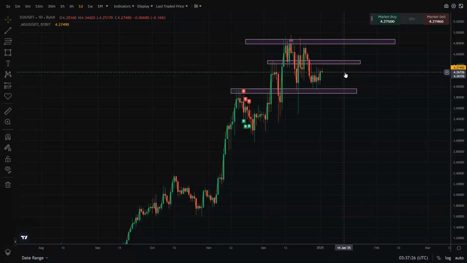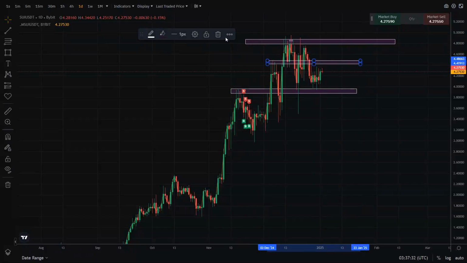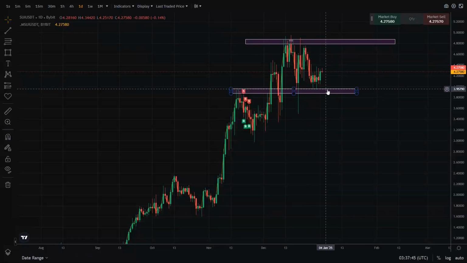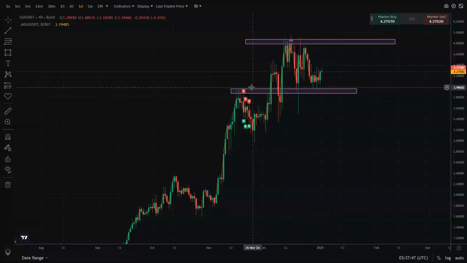Extract your support and your resistance areas. Have it in your mind that these are the areas I marked out as my support and resistance areas. I'm deleting this now. So now let's draw our trend line to approach this.